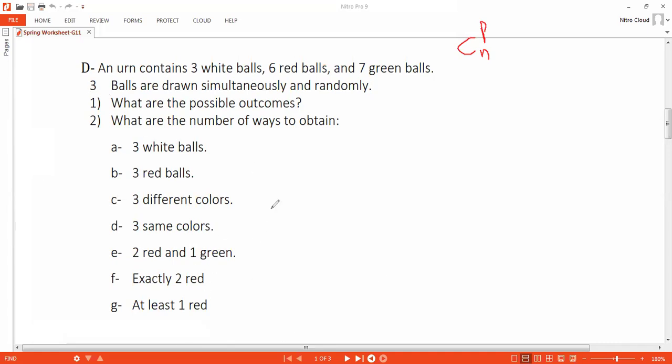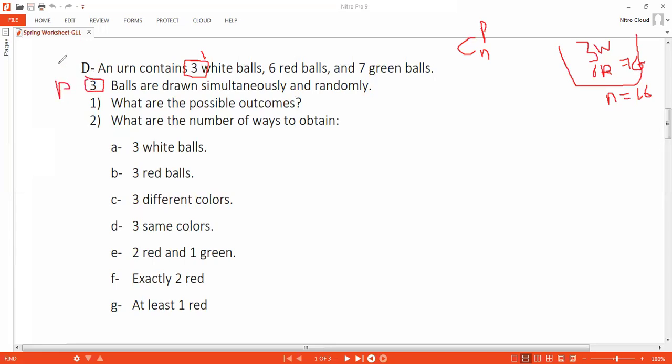Now I'm going to solve two exercises. The first one is simultaneously and randomly, and the second one is successively. And we are going to see how we solve these exercises. Suppose we have an urn that contains 3 white balls, 6 red balls, and 7 green balls. I directly draw the figure so it makes things clear for me. So we have 3 white, 6 red, and 7 green. And this is n equals 16 and p equals 3. So this is p, sorry, 3 balls.